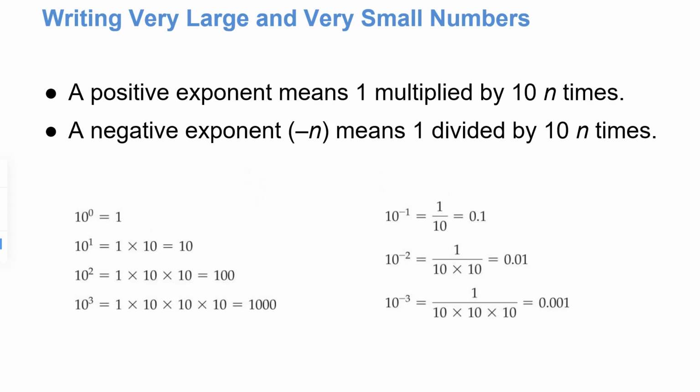A positive exponent means 1 multiplied by 10 n times. A negative exponent means 1 divided by 10 n times. So a positive exponent means that it's a large number. A negative exponent means that it's a very small number, it's a decimal.